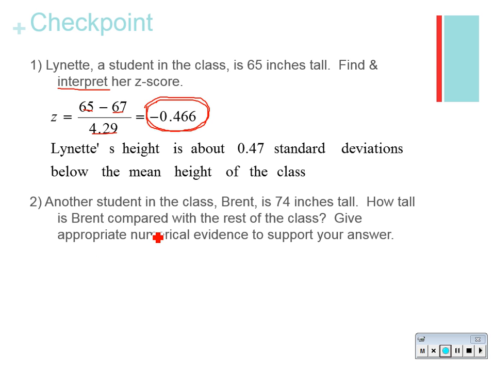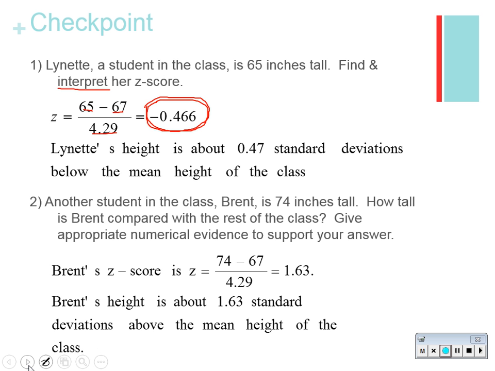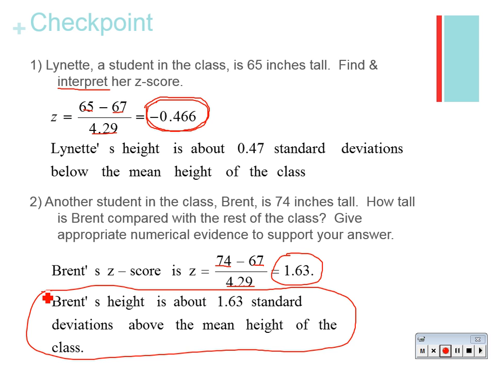And then question number 2 here, another student in the class, Brent, is 74 inches tall. How tall is Brent compared to the rest of the class? So when I take this, once again, we're talking about z-scores. I take Brent's height, 74 inches, minus the mean, divided by the standard deviation, and I get 1.63. What that means is, because it's a positive value, Brent's height is above the average. So interpretation-wise, we would say that Brent's height is about 1.63 standard deviations above the mean height of the rest of the class. So just make sure that you answer these when you interpret them in context.